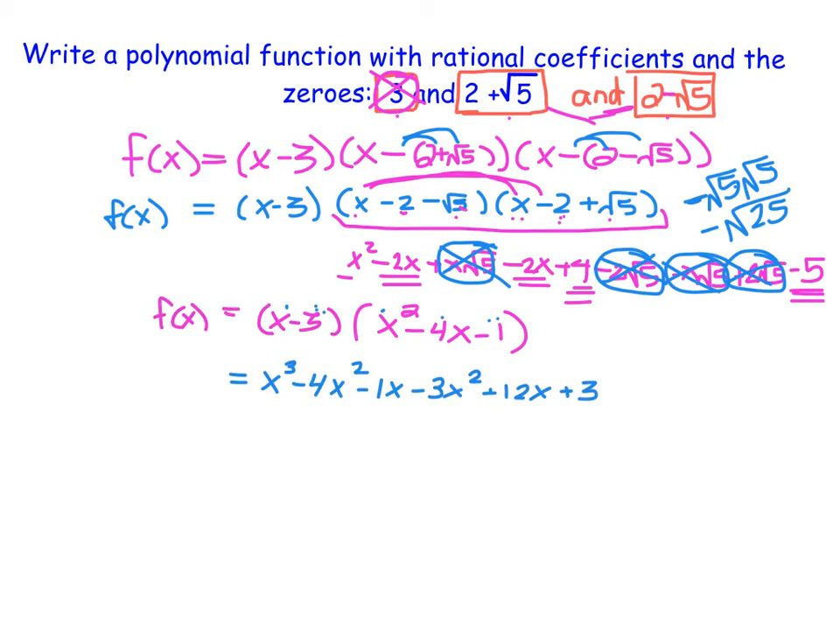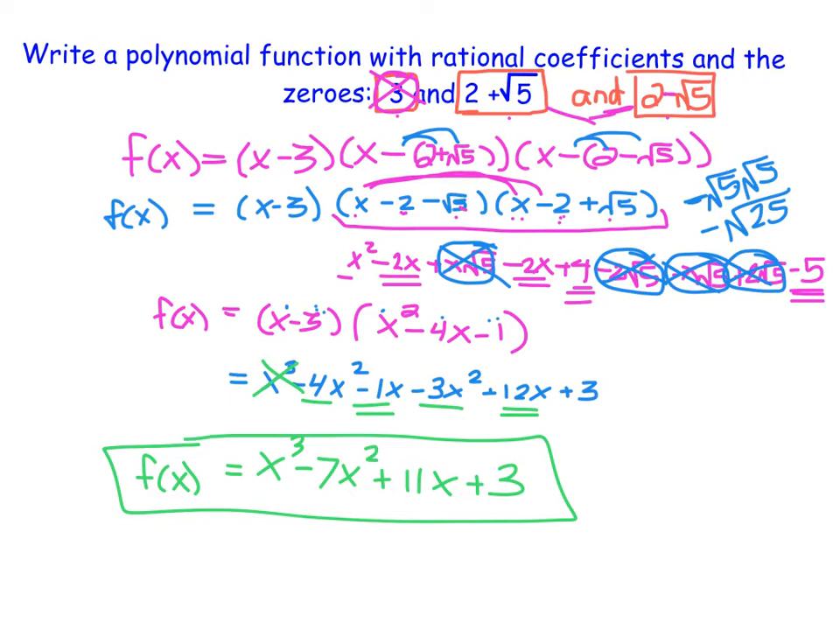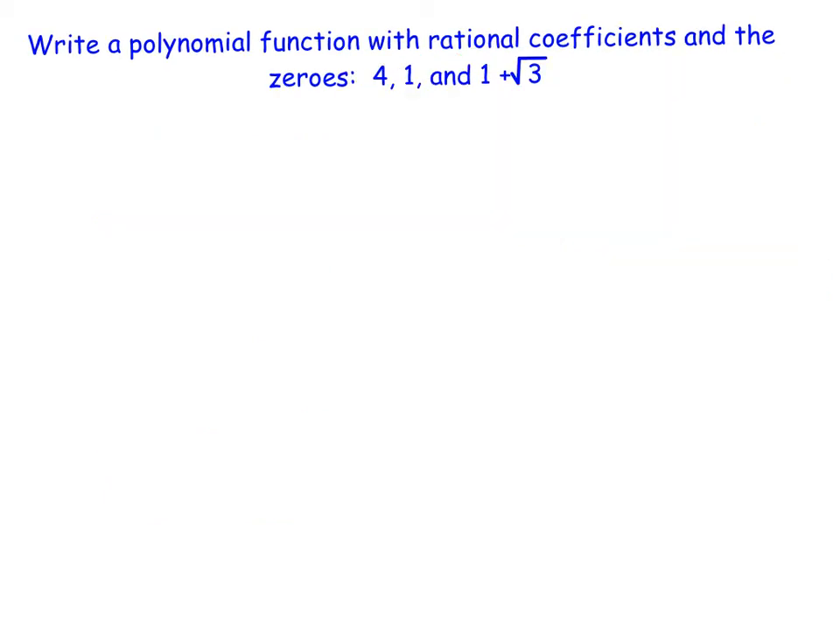And then from here, we combine our like terms, so we end up with, I see an x cubed, so that's accounted for. Then I have minus 7x squared. Then I see plus 11x plus 3. So we've been able to take zeros of 3, 2 plus the square root of 5, and 2 minus the square root of 5, and work our way backwards to find the original standard form polynomial function that these stemmed from. So let's complete one more example together.